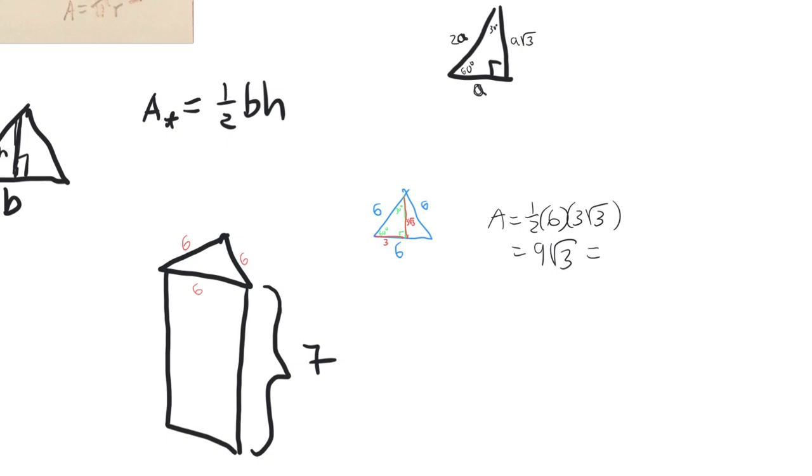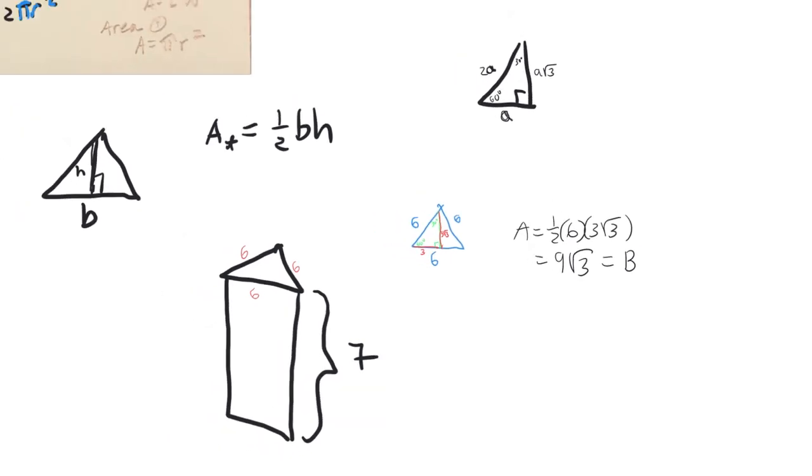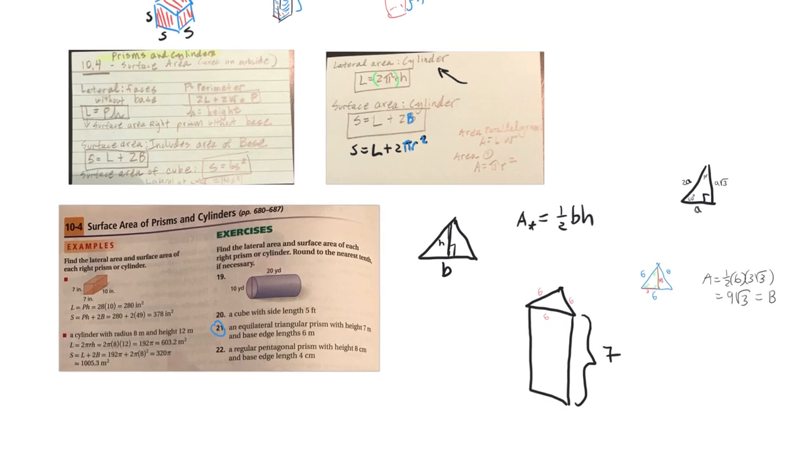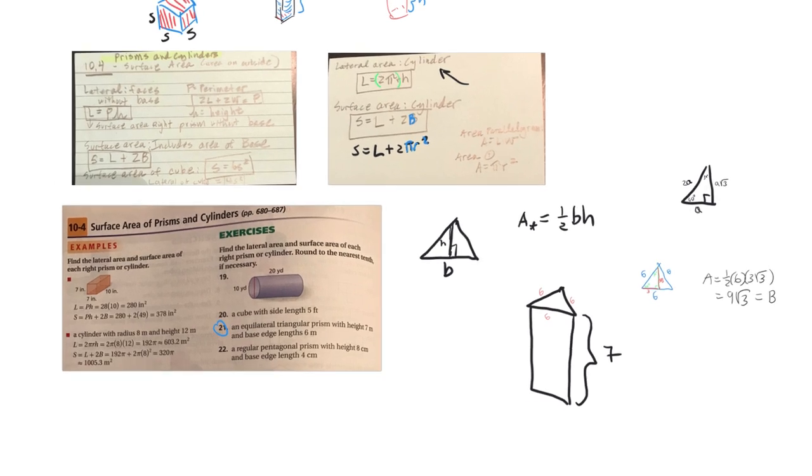So we could call that B. Okay, we could call that B. Now we're going to be using that when we find the surface area, because the surface area formula requires us to know what B is. Let's figure out the lateral area really quick.